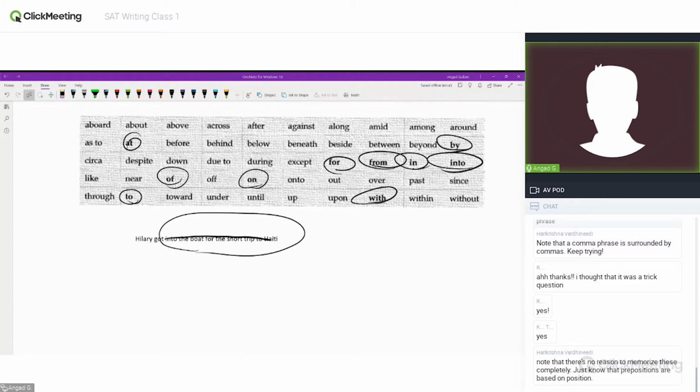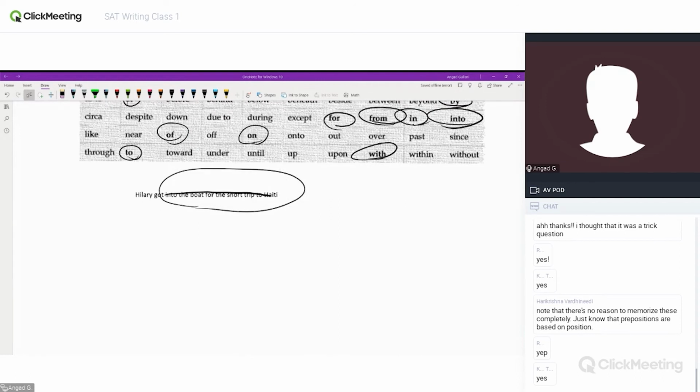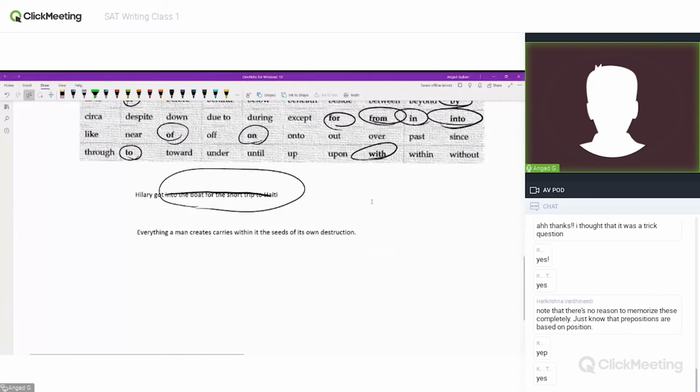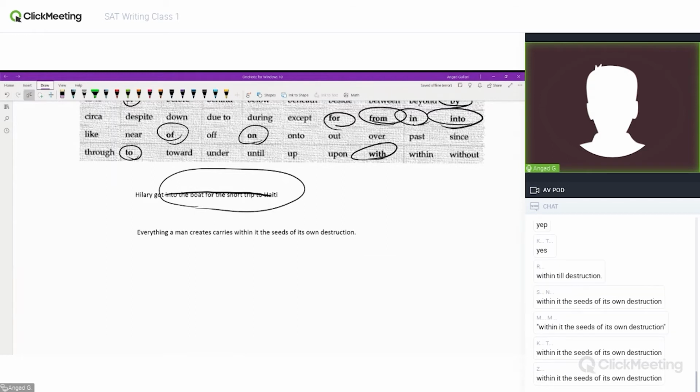Do you guys get this so far? How this is a prepositional phrase? All right. I want you guys to tell me in the chat what the prepositional phrase is here. Okay, so a lot of you guys are saying within. So most of you guys are on the right track. Within it is correct, but not the seeds of its own destruction. This is not a part of the prepositional phrase.